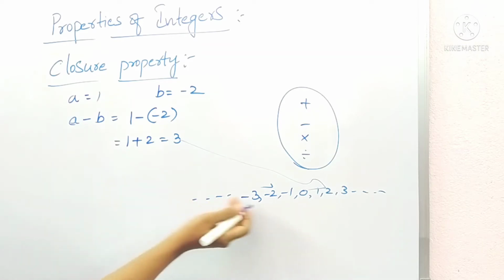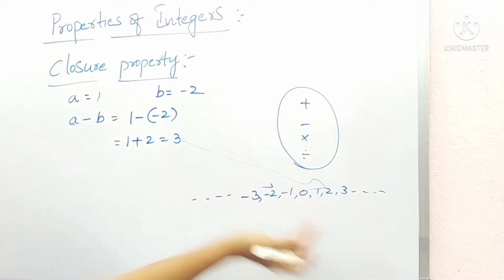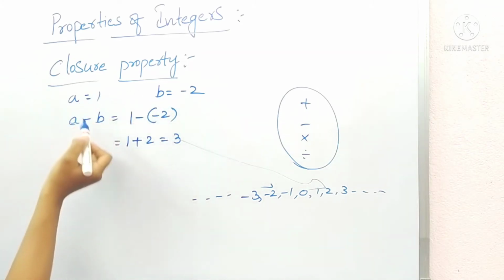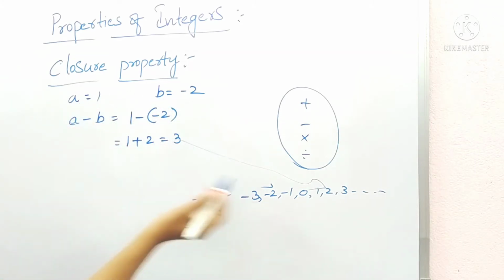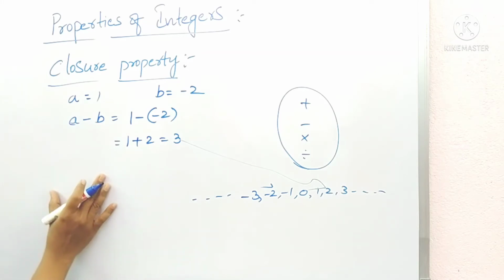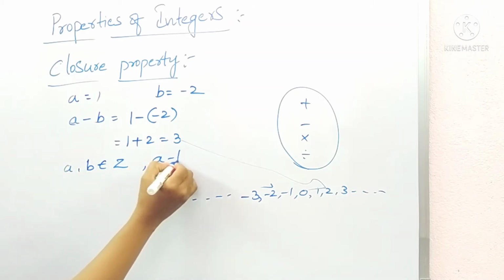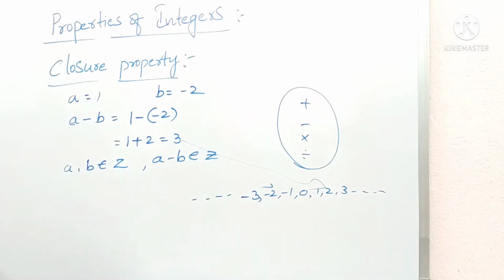And so on. There are a lot of negative numbers and a lot of positive numbers, but I am taking small numbers just for your understanding. So I took two integers and the subtraction of integers is also an integer. So I can say integers are closed under subtraction, right? If A comma B integers belong to Z, then A minus B also belongs to Z. That means integers are closed under subtraction. Okay.